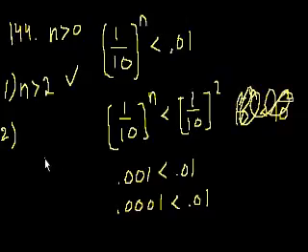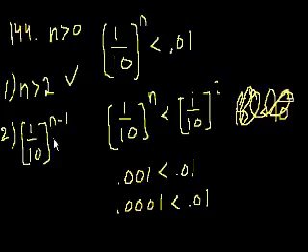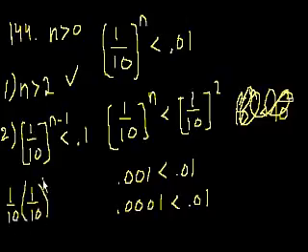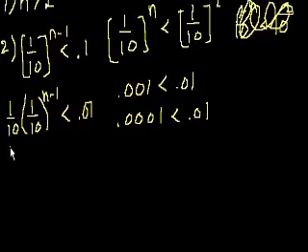All right, the second statement they say is 1 over 10 to the n minus 1 is less than 0.1. So what we could do here is just multiply both sides of this equation by 1 over 10. And what happens? You get 1/10 times 1/10 to the n minus 1 is less than, what's 1/10 times 0.1? Well, it's 0.01, right? It's 1/10 of that. And what does this simplify to? You have 1/10 to the first power times 1/10 to the n minus 1. You add the exponents, right? You could put a first power there.